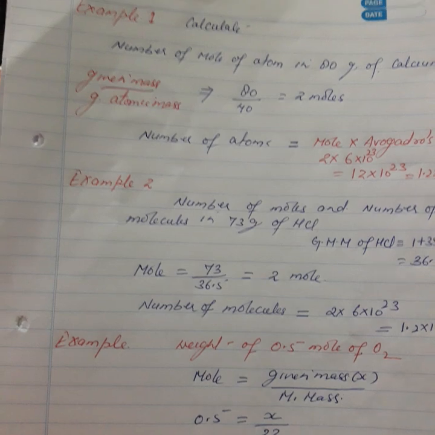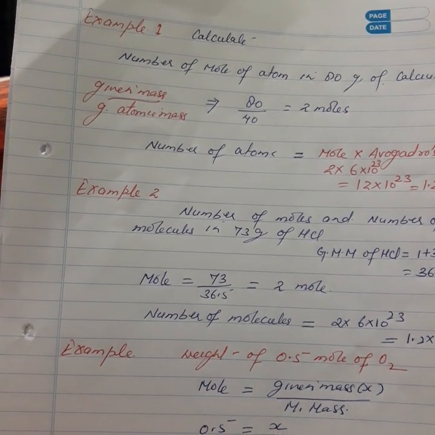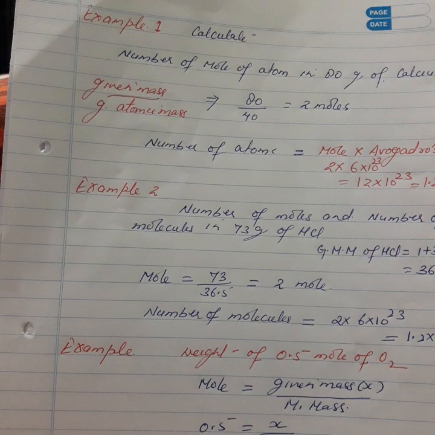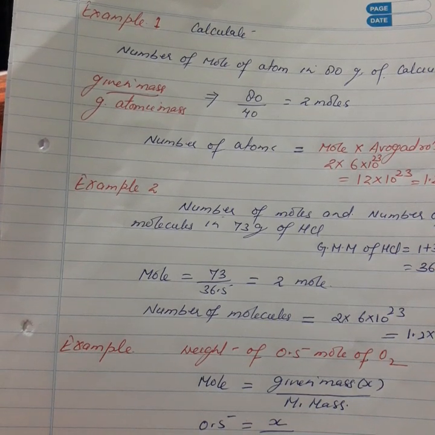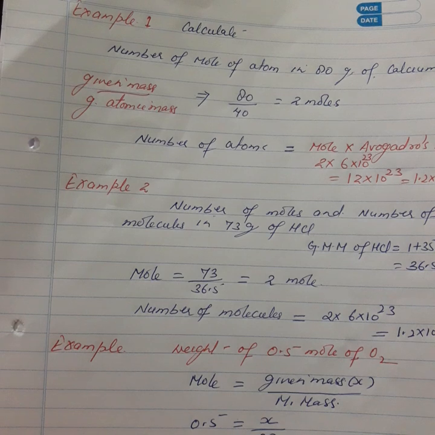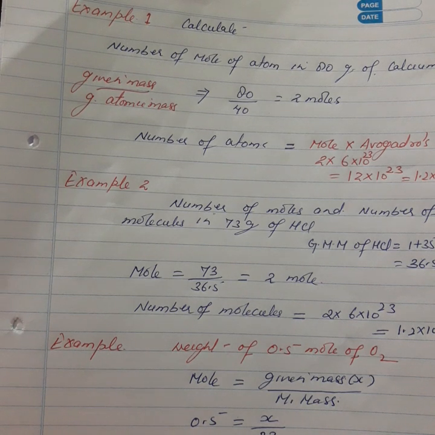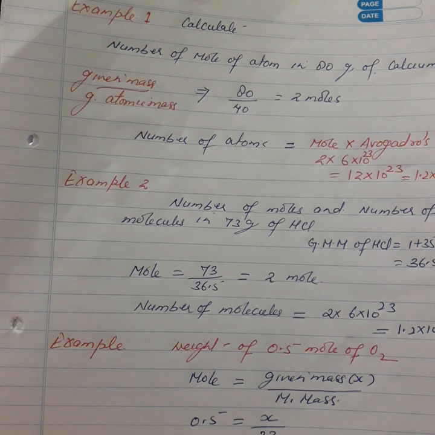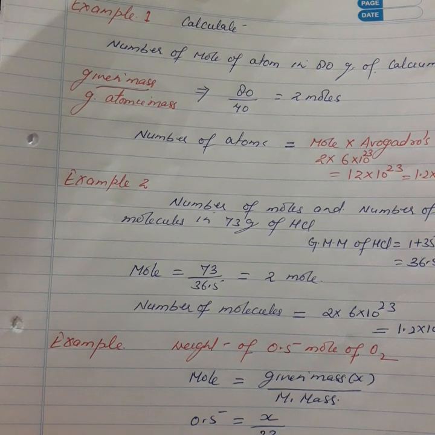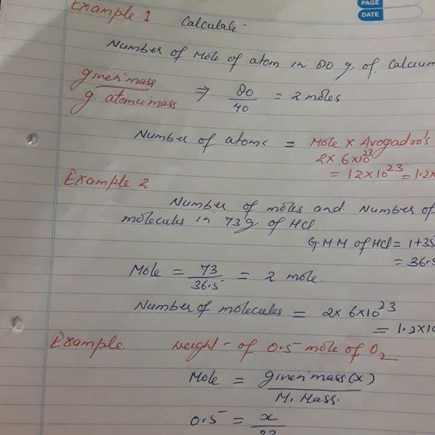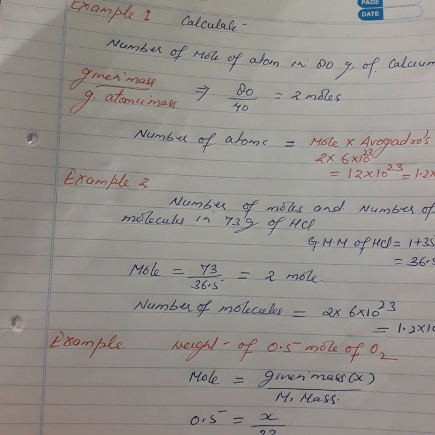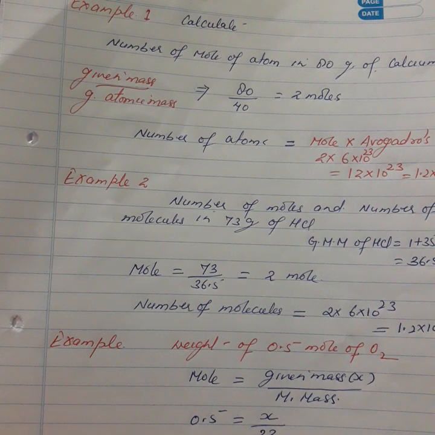So now take example number 1. Calculate number of mole of atom in 80 gram of calcium. So what is the formula for mole? Mole is equal to given mass divided by gram atomic mass. Here we have to calculate mole of atom. So we will divide given mass by gram atomic mass. What is the atomic mass of calcium? 40. Given mass is 80. 80 divided by 40, we will get 2 mole. It means 2 moles are present in 80 gram of calcium.